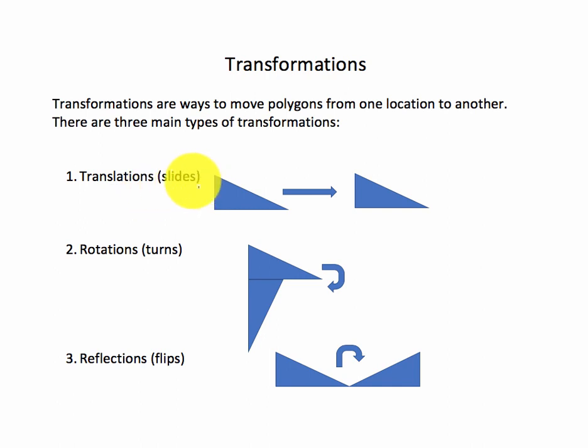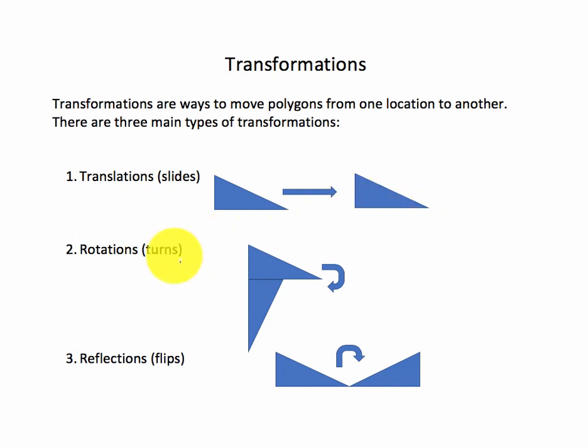And it's called a slide or a translation because it literally just goes from one position and it slides to another position. It does not turn, it doesn't flip. It only moves by sliding left to right or up and down. So if this was the original position, we call this the figure, and it translates to the right. We call the position that it ends up in the image.